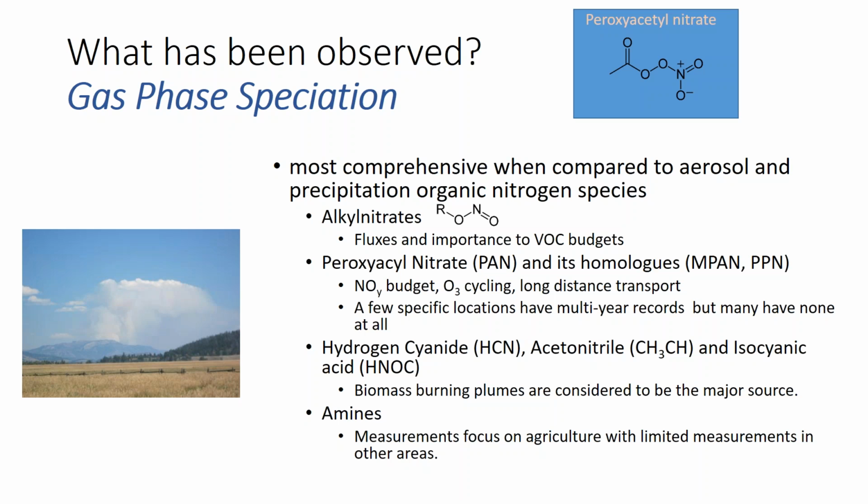Then there are some compounds that we associate more with biomass burning that are often measured in specific studies targeting biomass burning plumes. Those include hydrogen cyanide, acetonitrile, and isocyanic acid. And then there are amines that we have some gas phase measurements of. Measurements of amines in the gas phase are not as standardized as the other species listed above. But the ones that do exist are focused on agricultural areas. We know that there are sources in other areas, particularly urban areas, but measurements are much more limited for the gas phase.